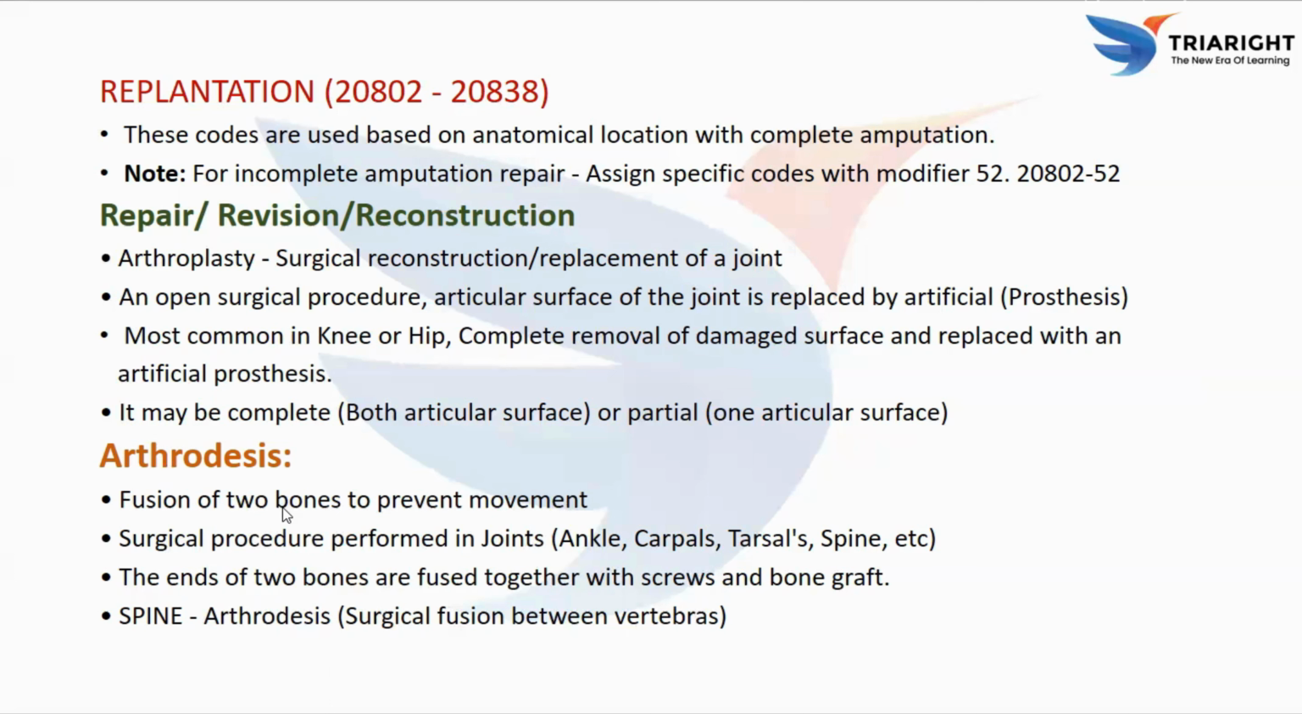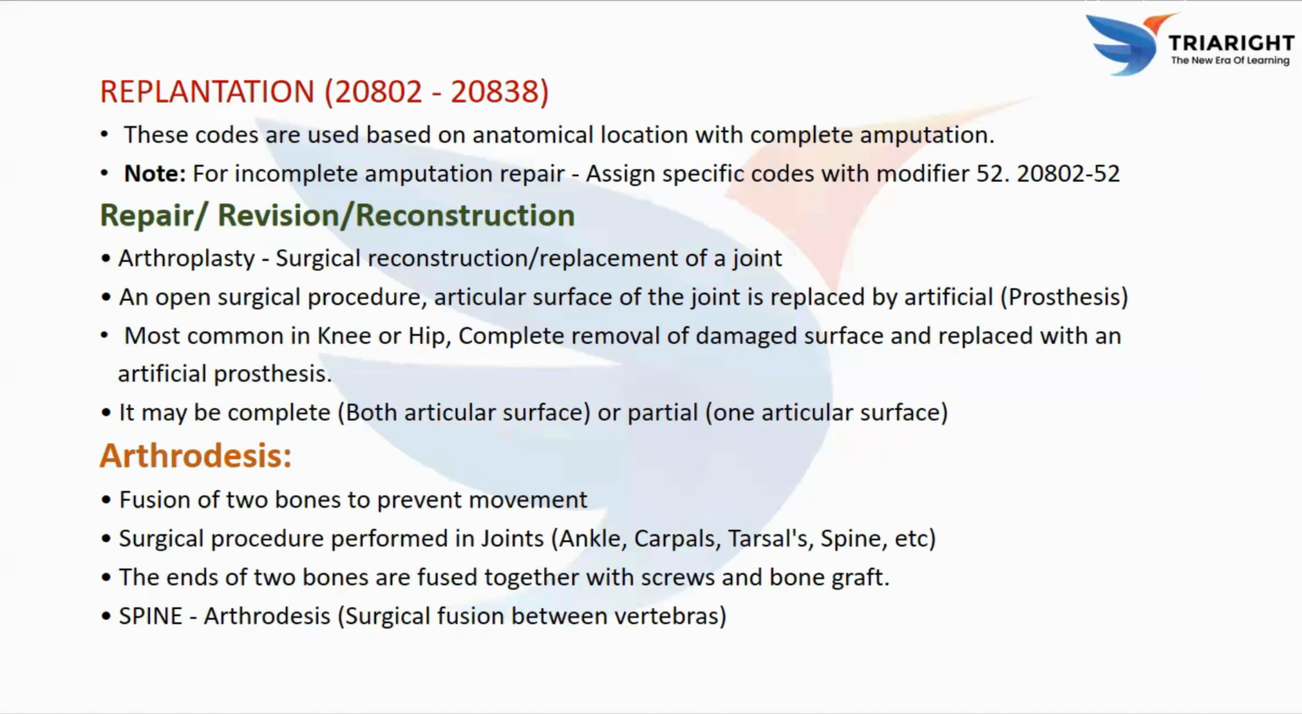What is arthrodesis? Arthrodesis means a surgical fusion of a joint. So two bones are fused together and the movement is intentionally eliminated in the arthrodesis. Arthrodesis is always done to relieve pain or to stabilize a joint. So where is arthrodesis performed? In common joints which include the ankle, carpals, the wrist bones, and tarsals, the foot bones, and also the spine.